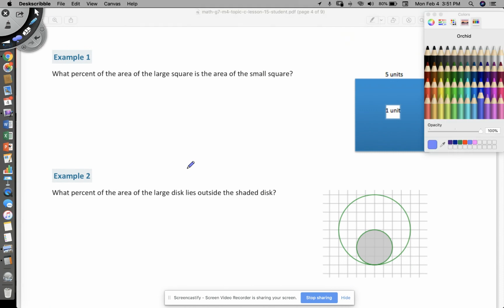Example 1, find the percent of the area of the large square that is the area of the small square. All right, so first of all, I went from 5 units to 1 unit. So I cut that and made it smaller by 1/5, just putting the smaller over the larger. So that's my scale factor. Now, if I say 1/5 times 1/5, I get 1/25. Now, if I divide that to get a decimal answer, I get 0.04. So what is that percent? That is 4%.